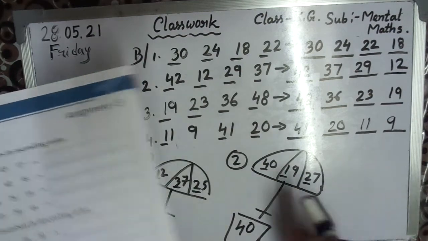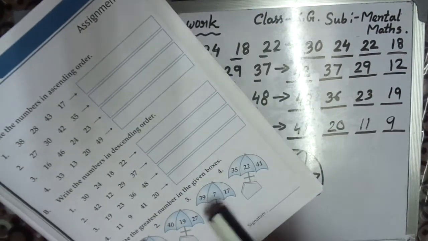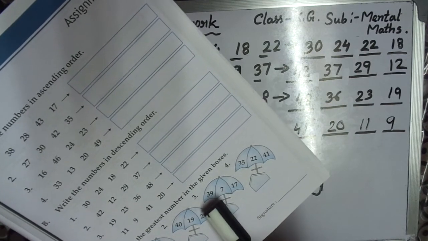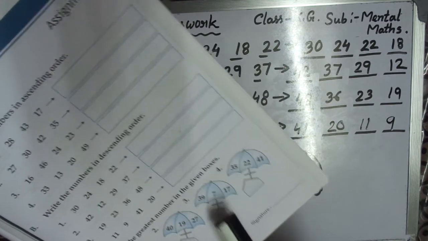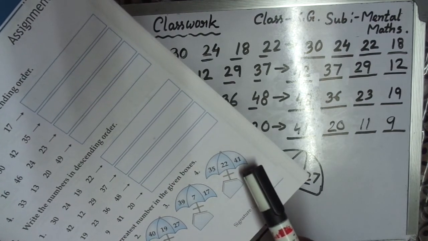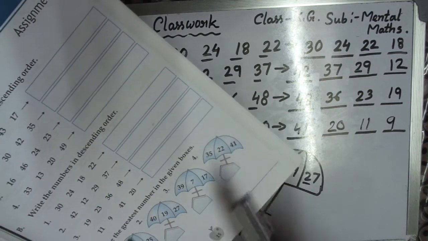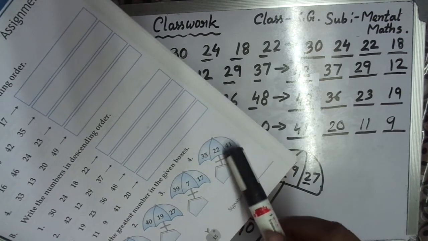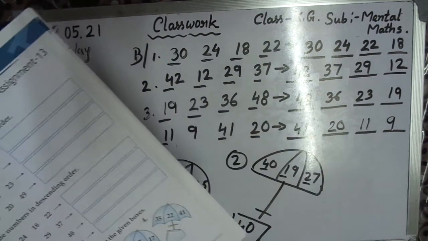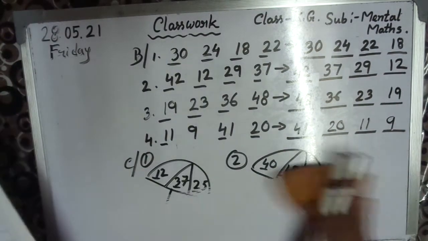Okay. So I hope everyone understood. 3: 39, 7, 17. So see, 3 tens is big number. So 39 is answer. 4: 35, 22, 41. So tens, draw the line first. So 4 is big. So right here 41. So it's very easy. Practice, children.